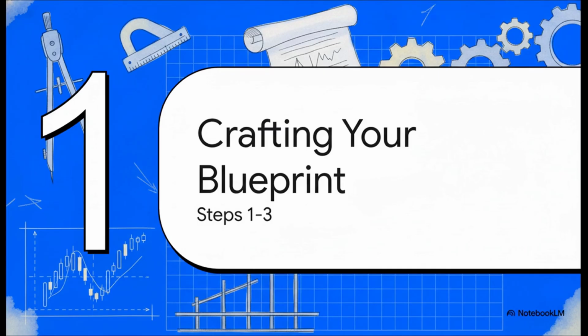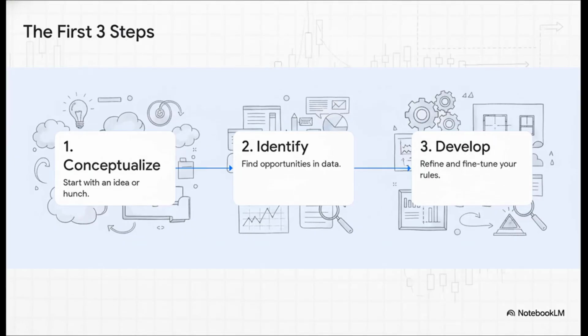Okay, so you're sold. How do you actually build one of these things? We can break it down into 3 main phases. We'll start with the first one, crafting your blueprint. This is the creative part, the analytical foundation for your entire strategy. These first 3 steps, this is where the magic really happens.